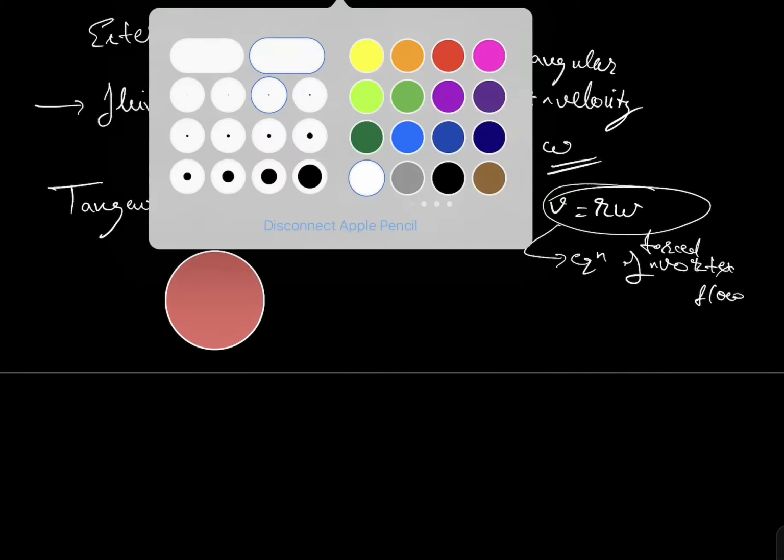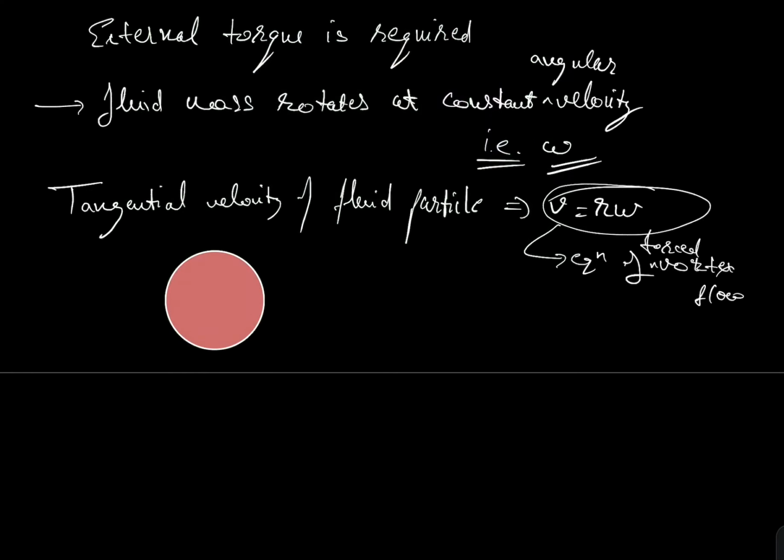And here from the center, let's say this distance is r and my angular velocity is omega. So what is v? Tangential velocity is v is equal to r omega. Fine, it's quite simple. So this was my forced vortex flow.